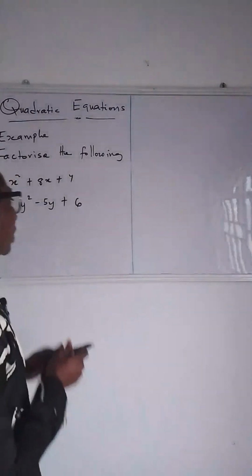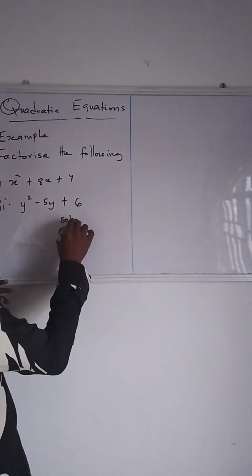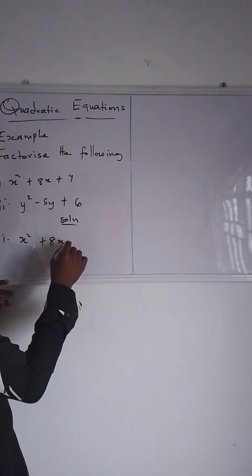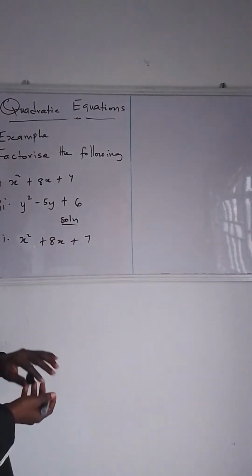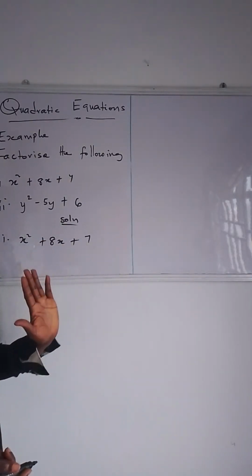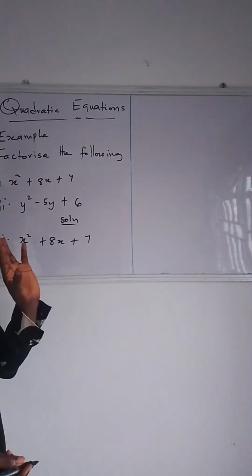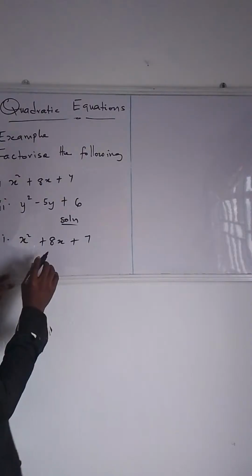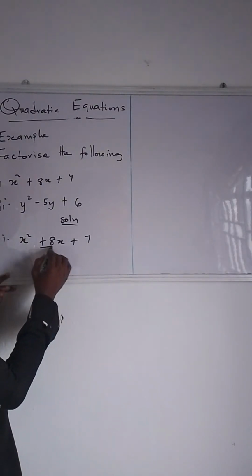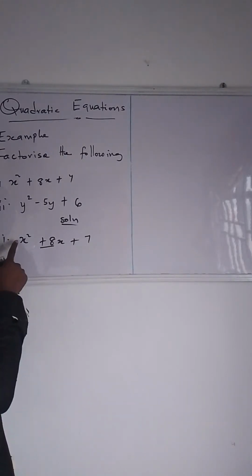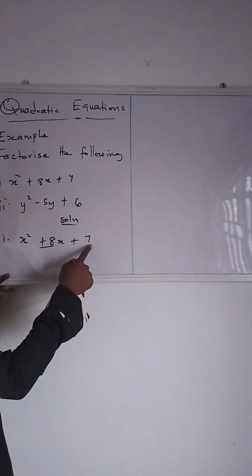Now let's look at the first one. We have x squared plus 8x plus 7. Now, when you have a quadratic expression of this form, there are two things we are going to look out for: the sum and the product. Now, the sum is the coefficient of x, which is plus 8, while the product is the multiplication of the coefficient of x squared and 7 here.